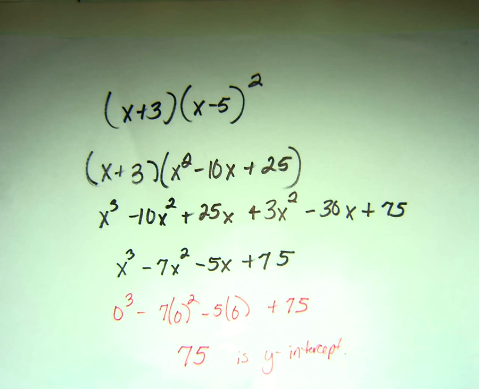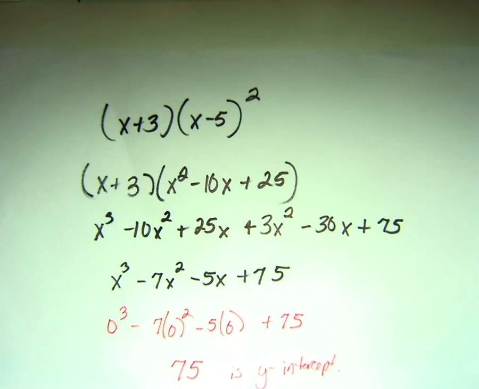Now to find the y-intercept, we're going to let x equal 0. Therefore, once you substitute 0 as x, your final answer, which leaves you as the y-intercept, is going to be positive 75. With this particular example, we had a leading coefficient of positive 1.